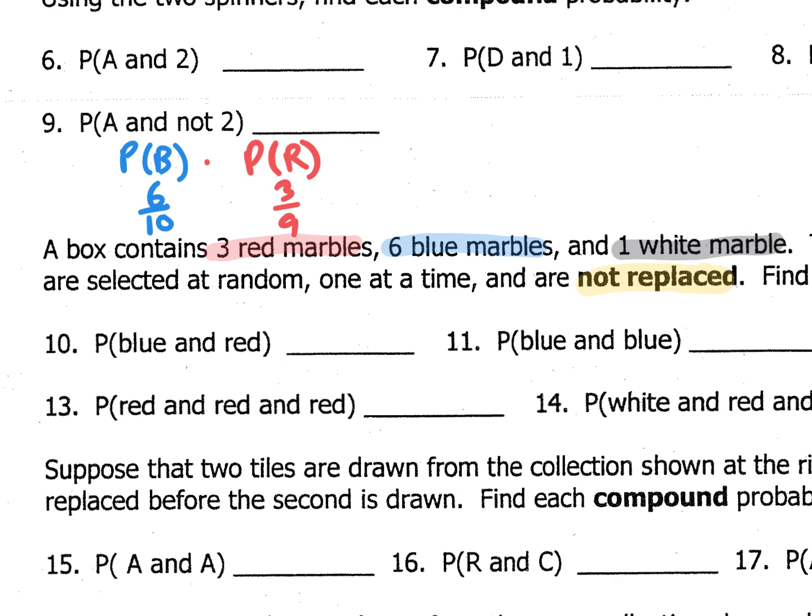So both of these together happening, we'd have to multiply them, and what's our answer going to be? 18/90. Now, of course, we could have reduced them right from the start. 6/10 becomes 3/5, and 3/9 becomes 1/3, and that would give us a final answer of 1/5 because the 3's cancel. So the probability of picking a blue without replacement and then reaching in again and pulling out a red, that'd be 1/5, about 20% chance in this situation.